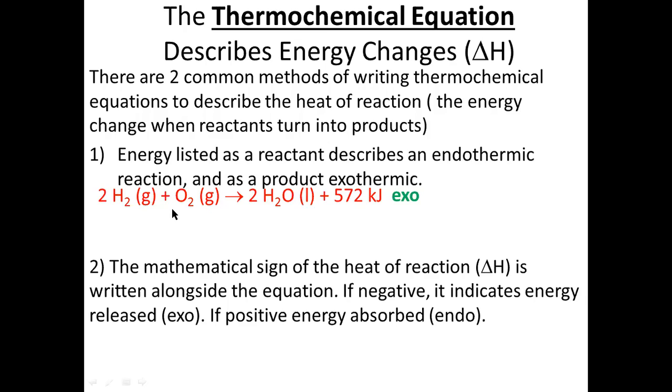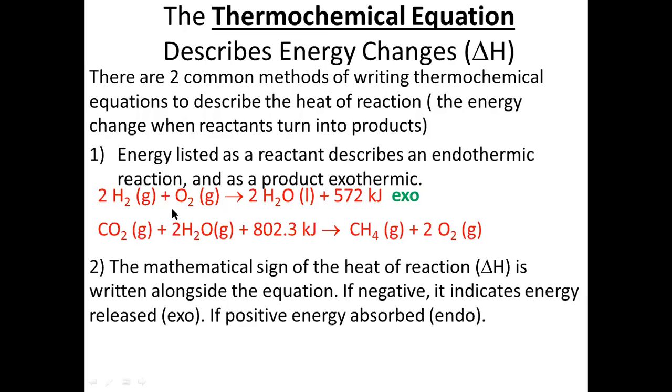So we would call that exothermic. Counter to that, we see now the idea where the energy is listed on the reactant side. So energy as a reactant reveals an endothermic reaction.